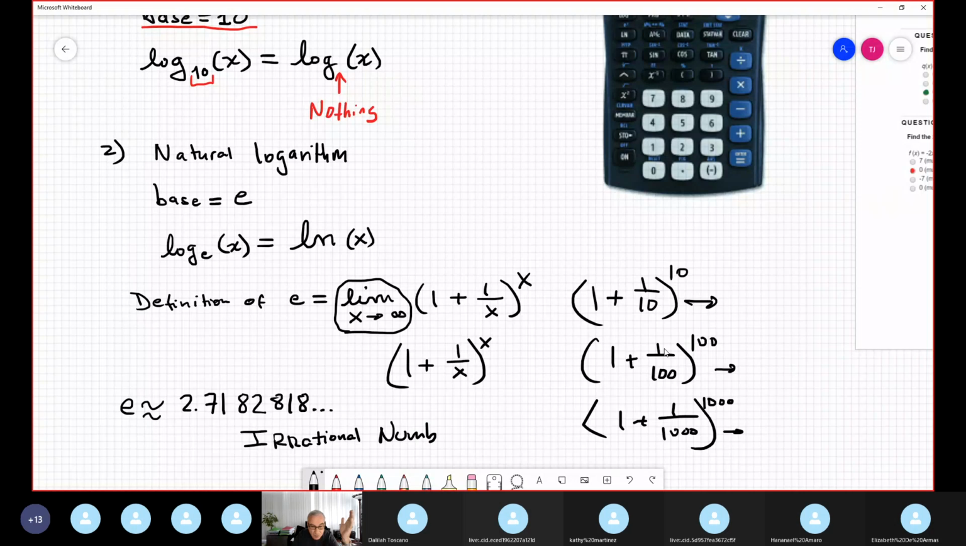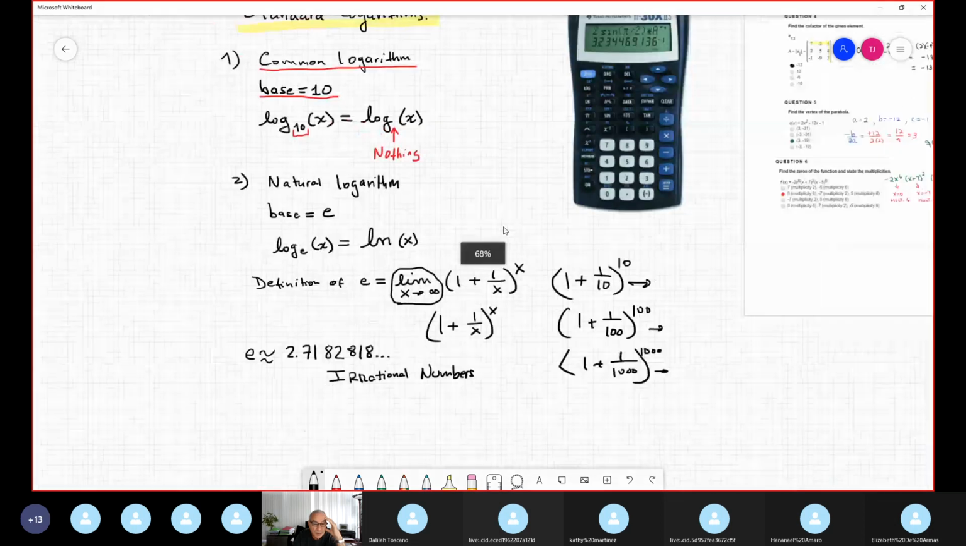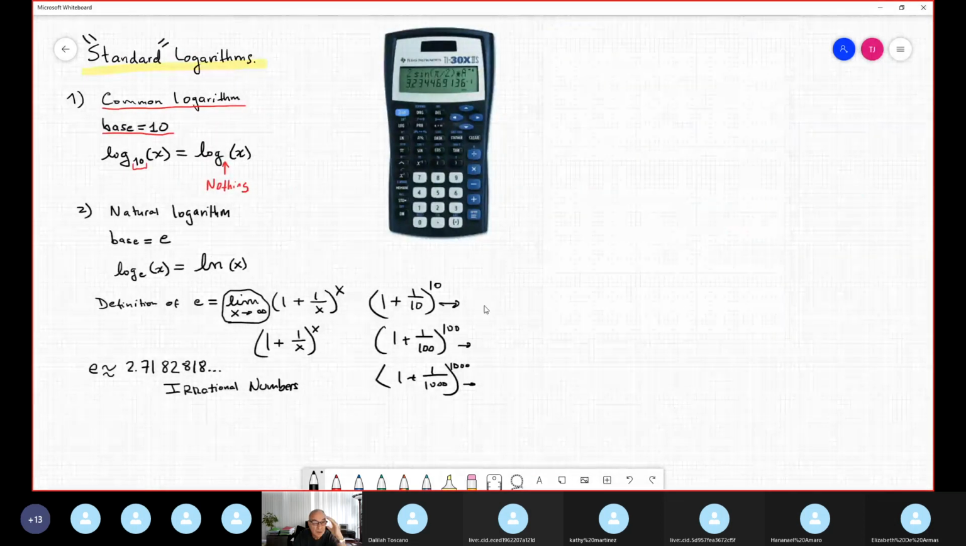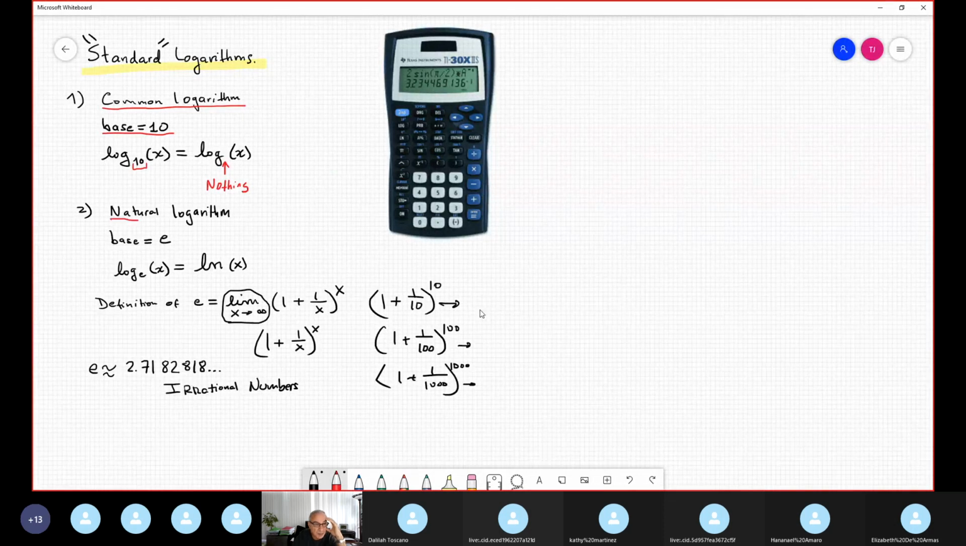Okay? But don't get frustrated with this. You say, well, professor, what is the reason that we have two kinds of logarithm? This one and this one. Well, normally in science, chemistry, physics, we use common.